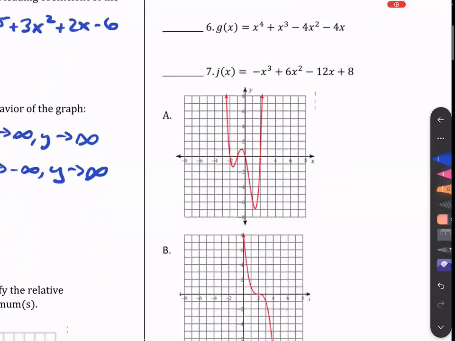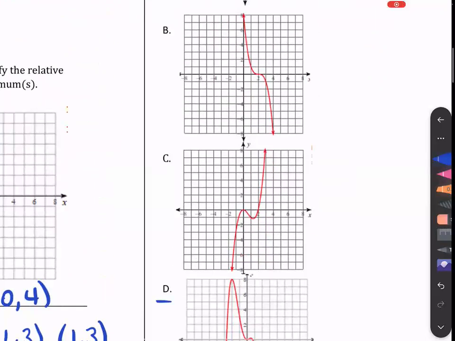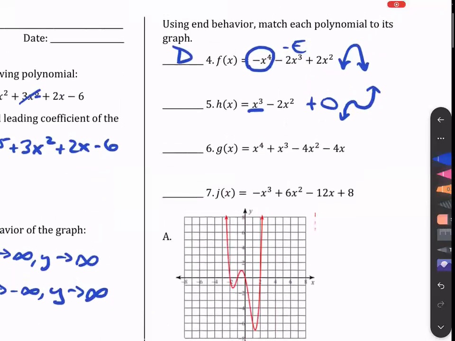So we're going to scroll down, look for that squiggle going up, and that one's going to be C, because this is a squiggle that goes up. Okay, so number 5 is going to be C.